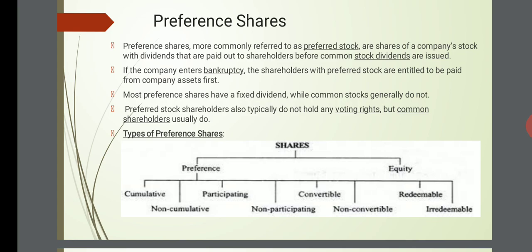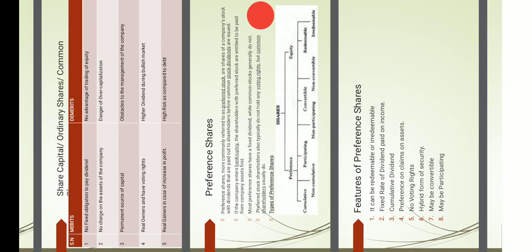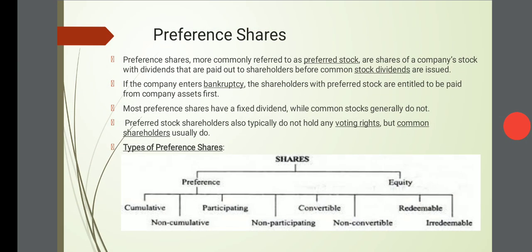Now, shares are of two types: equity shares and preference shares. Equity shares, and the 8 types of equity shares, we have already discussed. Then preference shares, again, they are of 8 types: cumulative, non-cumulative, participating, non-participating, convertible, non-convertible, redeemable, and irredeemable. So these are the 8 types of preference shares.